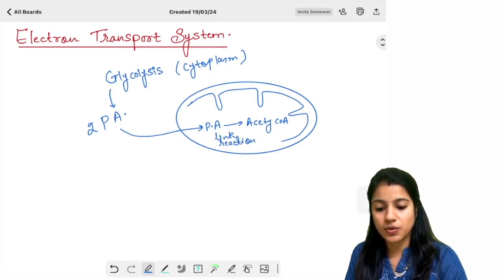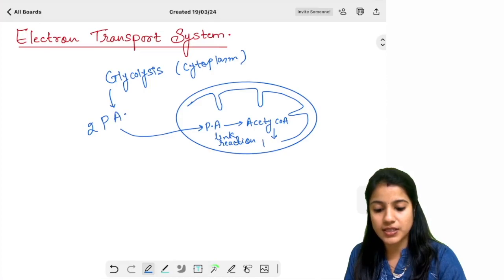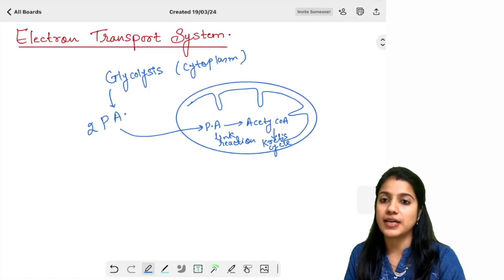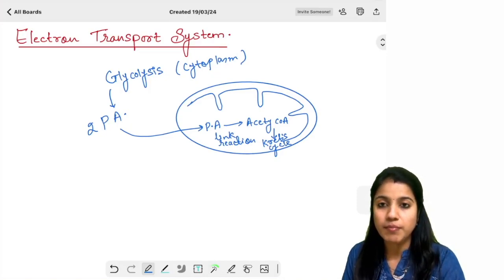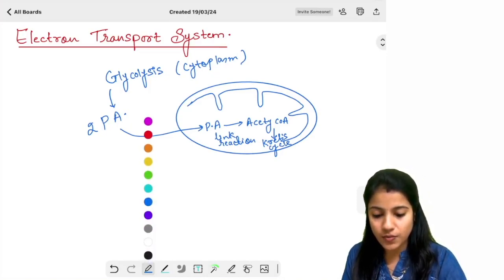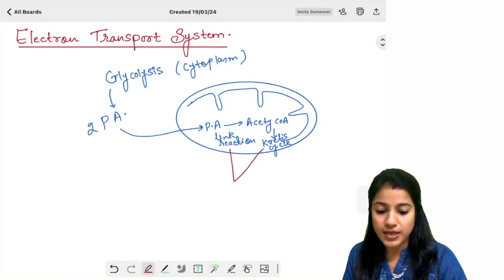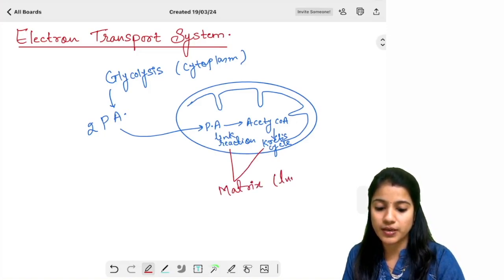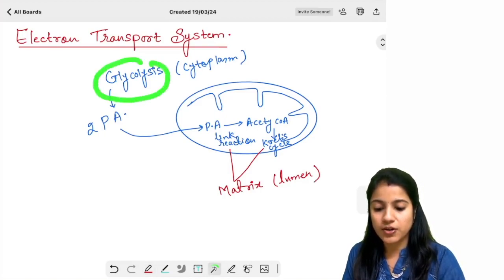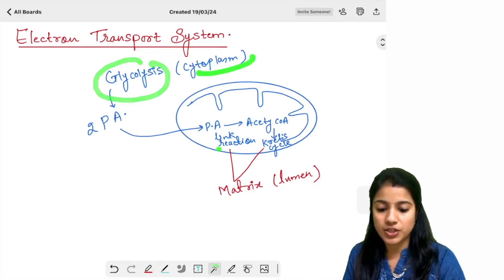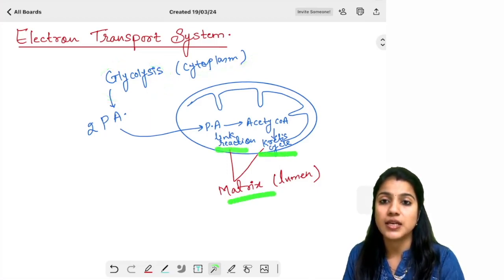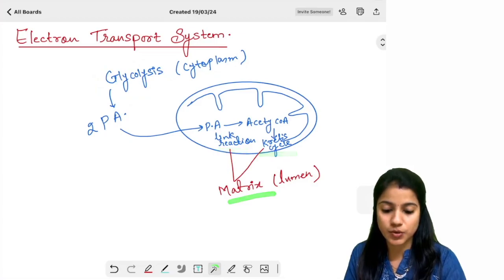Now this acetyl CoA will enter into Krebs cycle. Location of Krebs cycle is again the mitochondrial matrix. So location of link reaction as well as Krebs cycle is the matrix, or you can call it the lumen of the mitochondria. Location of glycolysis is cytoplasm. Location of link reaction and Krebs cycle is mitochondrial matrix, that means lumen.